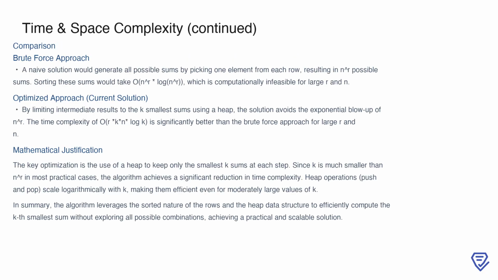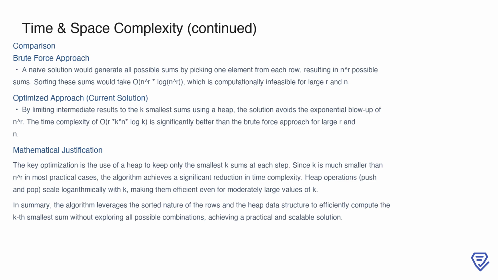To highlight the advantages of this approach, let's compare it to a brute force method. A naive solution would generate all possible sums by picking one element from each row, resulting in n^r combinations. Sorting this enormous list would then take O(n^r * log(n^r)), which is computationally infeasible for large r and n due to the exponential growth.